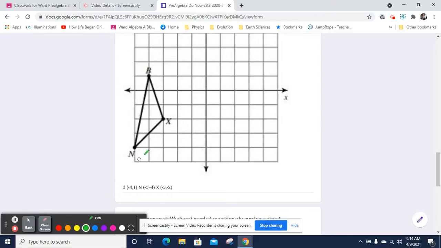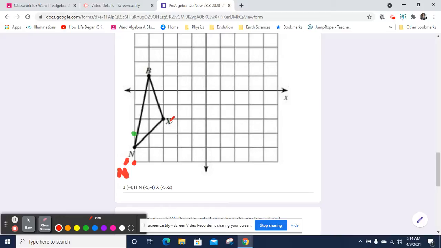I'll use green for our center of dilation. So -5, -3 is going to be right here. Okay, so I'll go ahead and plot. It might be easier to see this visually. So N is going to go from 1 down to 2 down because we're doubling. That'll be N prime.